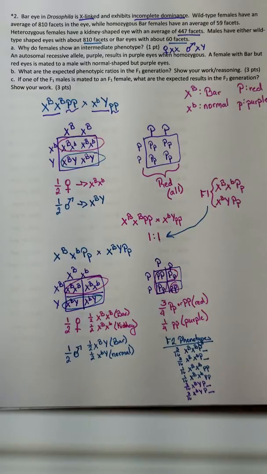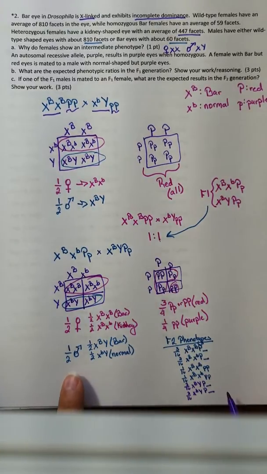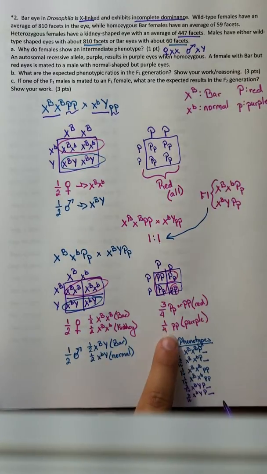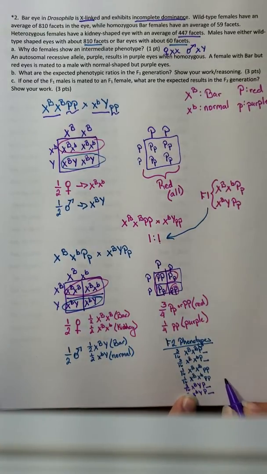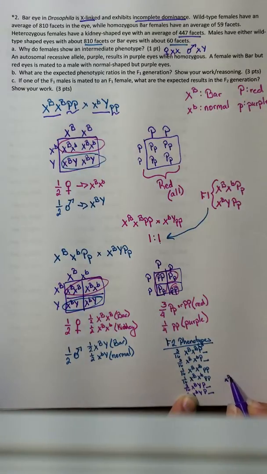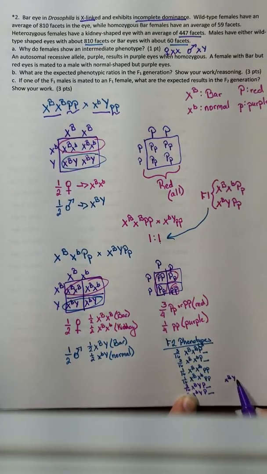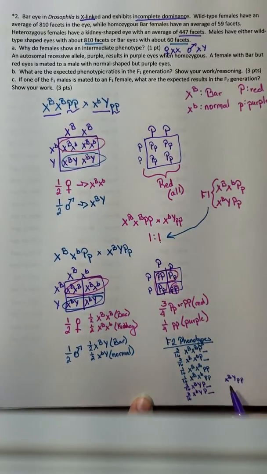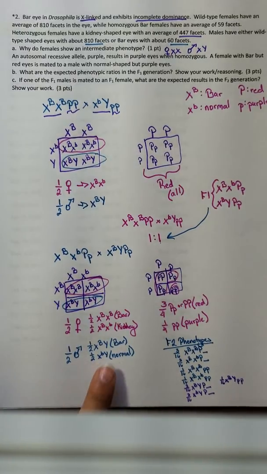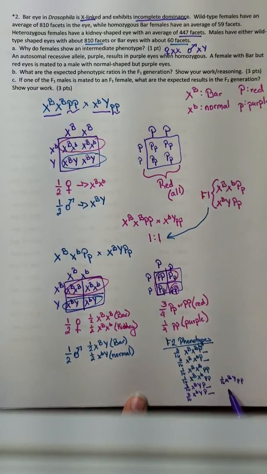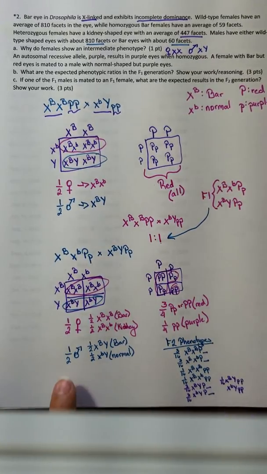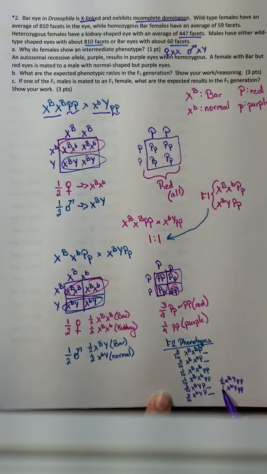Okay, and I can't fit the rest, but it's okay. We'll put it over here. Now let's do a male who has bar-shaped eyes, but they are purple, okay? A half times a fourth, which is 1/16. And then lastly, a male who has normal shaped eyes that are purple. Half times a fourth is 1/16.